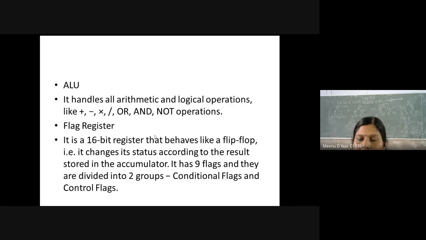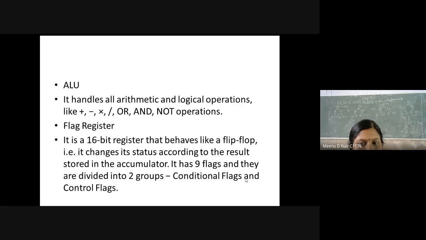Then we will see each and every part of the EU. First one is the ALU. ALU is for arithmetic and logical operations: plus, minus, multiplication, division, OR and NOT operations. All these functions are carried out in the ALU, which you already know. Then the next and most important thing is the flag register. Here the flag register is 16-bit, but in the case of 8085, it was only an 8-bit flag register. There are two groups of flags.